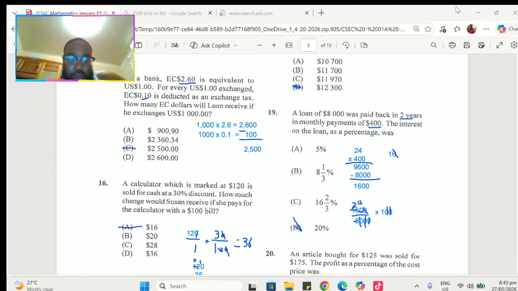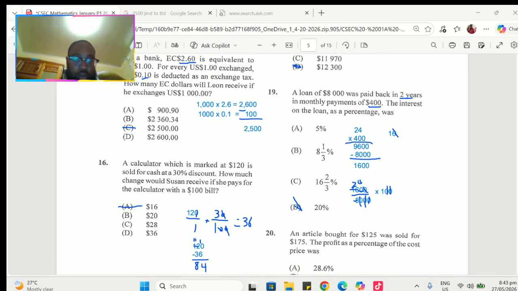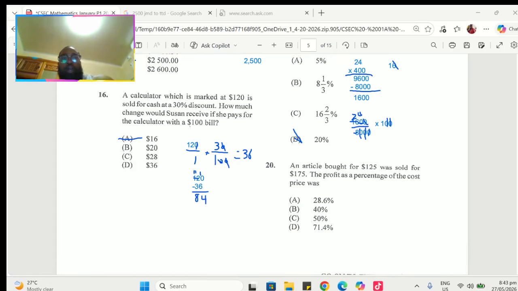So can you put the working on the paper itself? Of course. Alright? And what I did to calculate the percentage, I take the interest, which is 1,600, put it over the original amount and multiply it by 100. And that's how I get the 20%. Everybody follow, right?